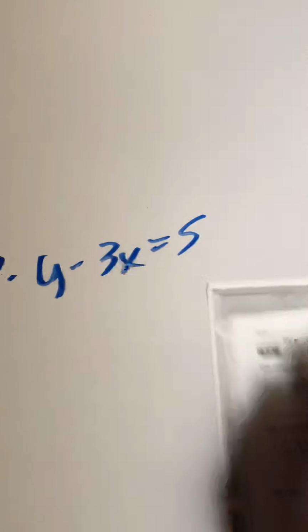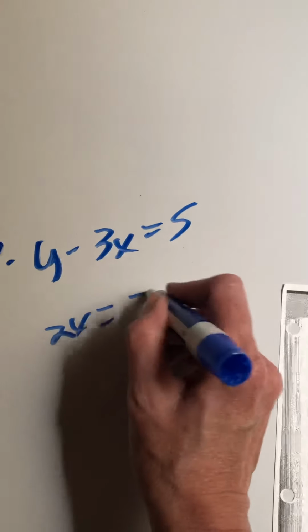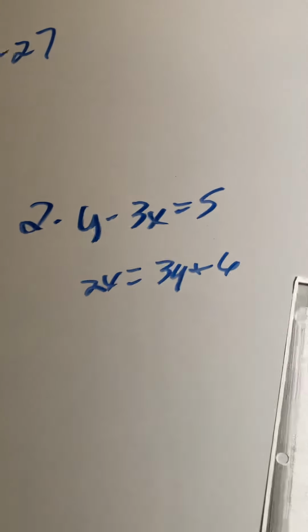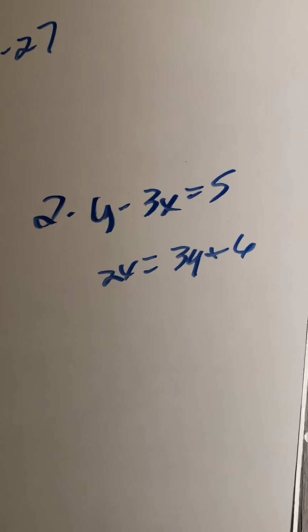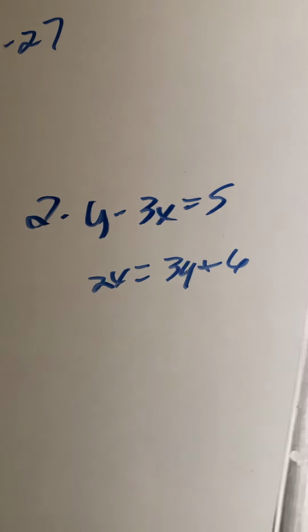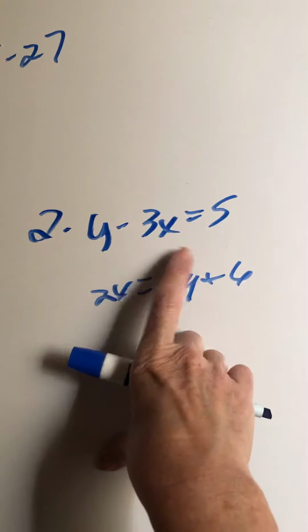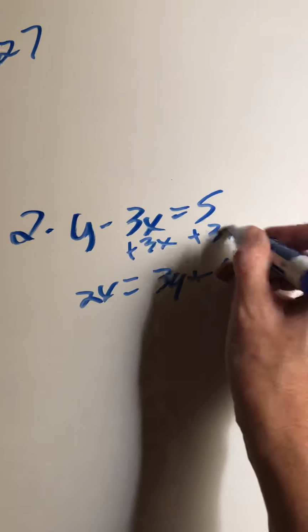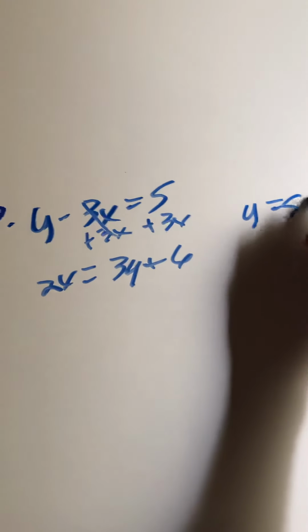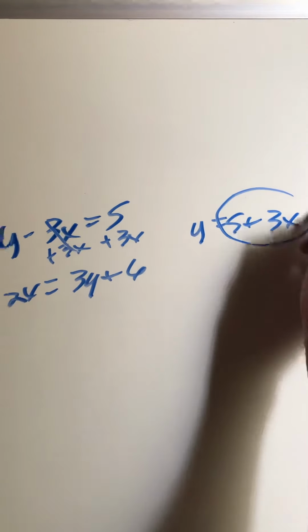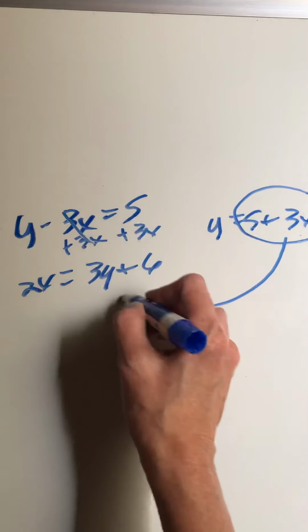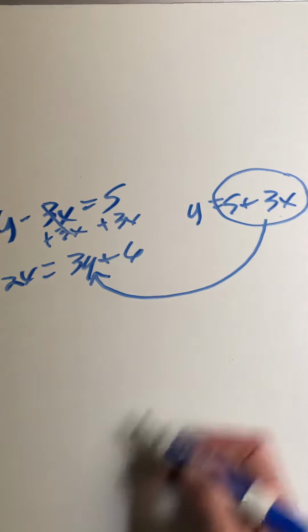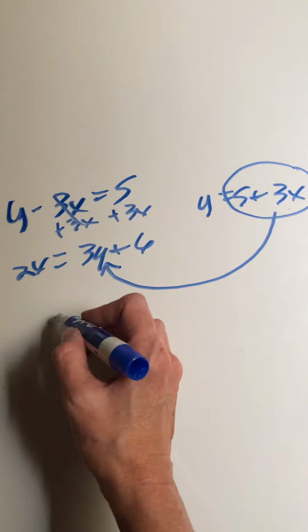Okay. Then number 2: y minus 3x equals 5, and 2x equals 3y plus 6. We're supposed to use substitution, but we don't have a variable by itself, so we can get one by itself. We can get this y by itself, so we add 3x to both sides. That's y equals 5 plus 3x. Now we're ready to plug in. We take that 5 plus 3x and put it right there where that y is, because that's what y equals.